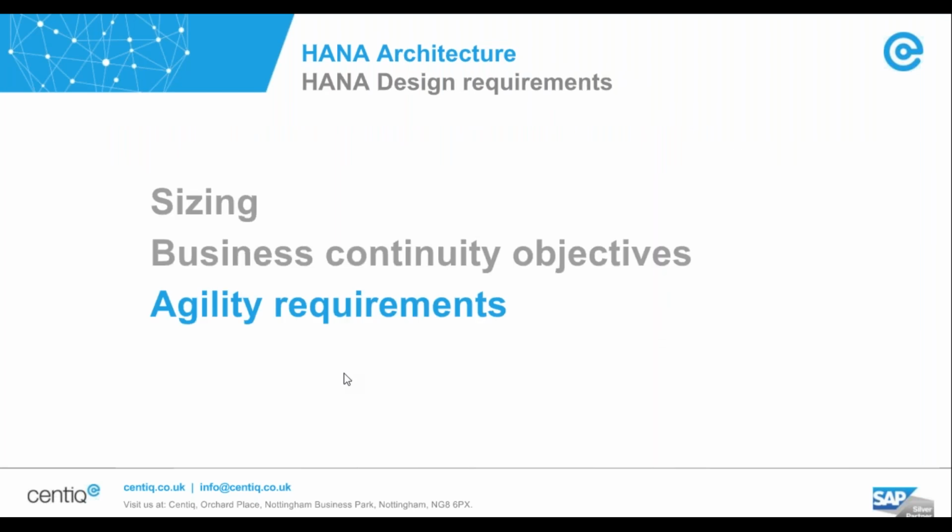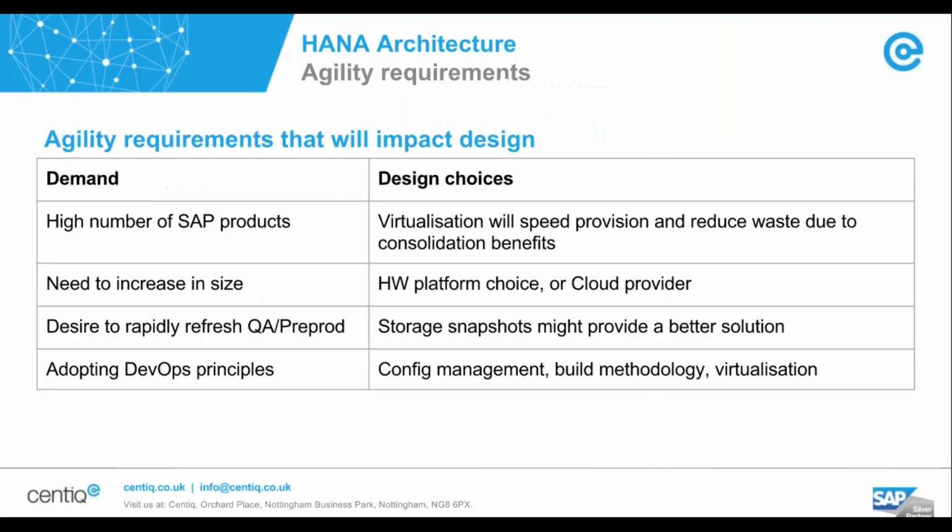Okay, and finally in this section, the agility requirements. If we go on to the next slide, please. I've listed a number of potential requirements within your organisation that might have an impact on the architecture. Firstly, if you're architecting for a high number of SAP products, so you've got ECC, BW, SCM, APO, the list goes on and on sometimes.